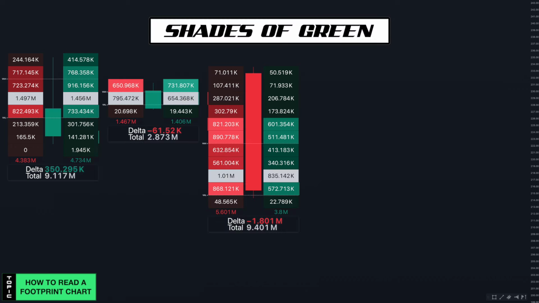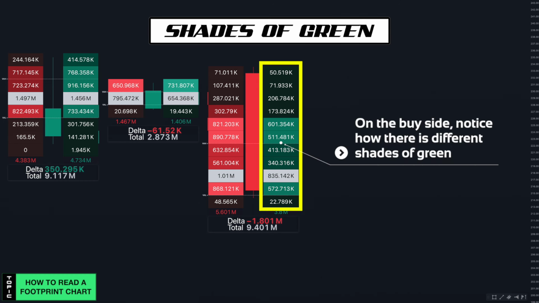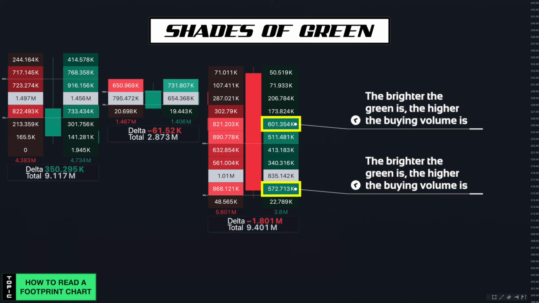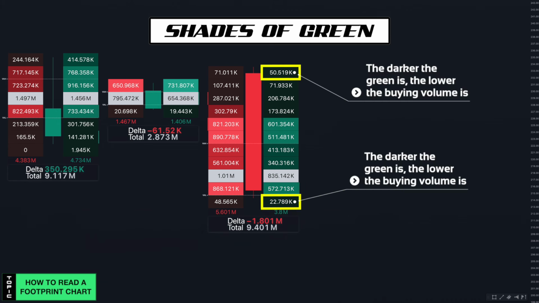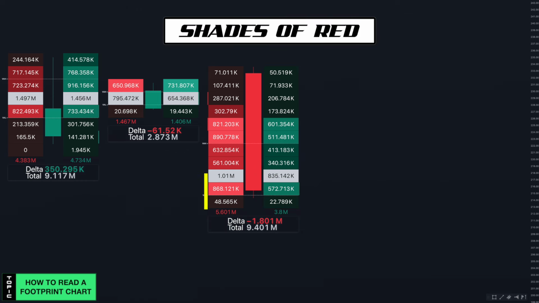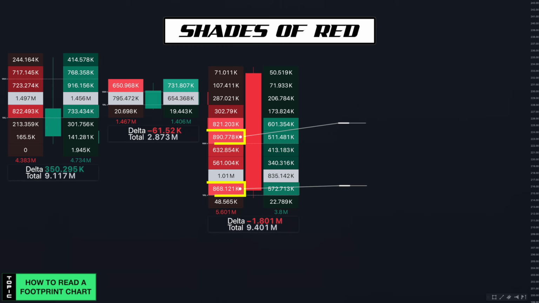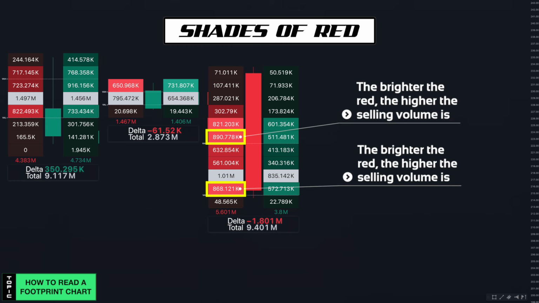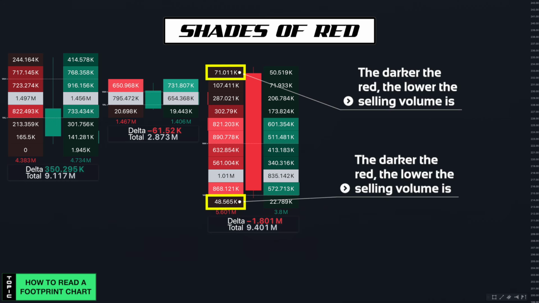Shades of green. Now on the buy side, notice how there are different shades of green. The brighter the green is, the higher the buying volume is. The darker the green is, the lower the buying volume is. Shades of red. On the sell side, notice how there are different shades of red. The brighter the red, the higher the selling volume is. The darker the red, the lower the selling volume is.